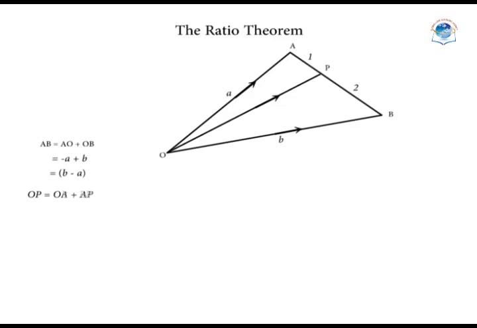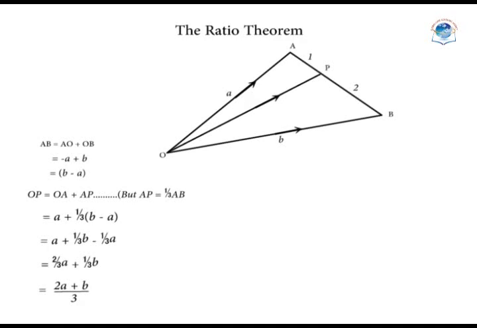Let's try OA and then AP. So we say OP is equal to OA plus AP. Then we shall have A plus AP, which is a third of AB, and we had already calculated AB. So we shall have A plus a third into B minus A. If we open that bracket, we'll have A plus a third B minus a third A. If we complete that, we'll get 2 over 3 A plus a third B, and that is equal to (2A plus B) over 3.